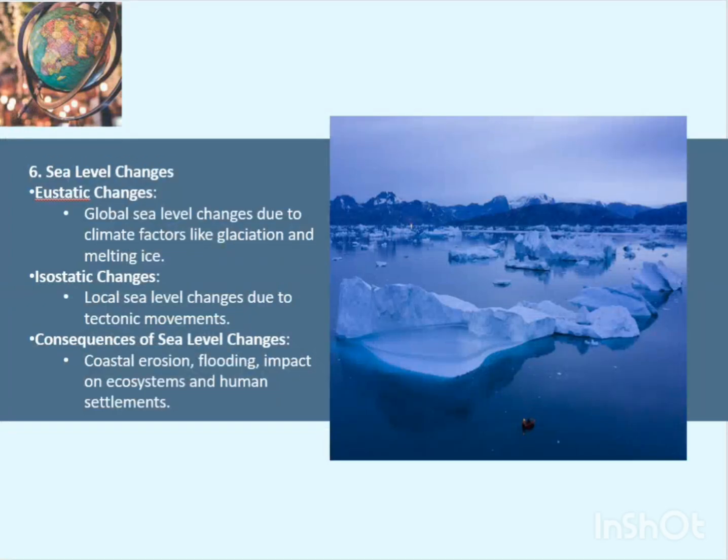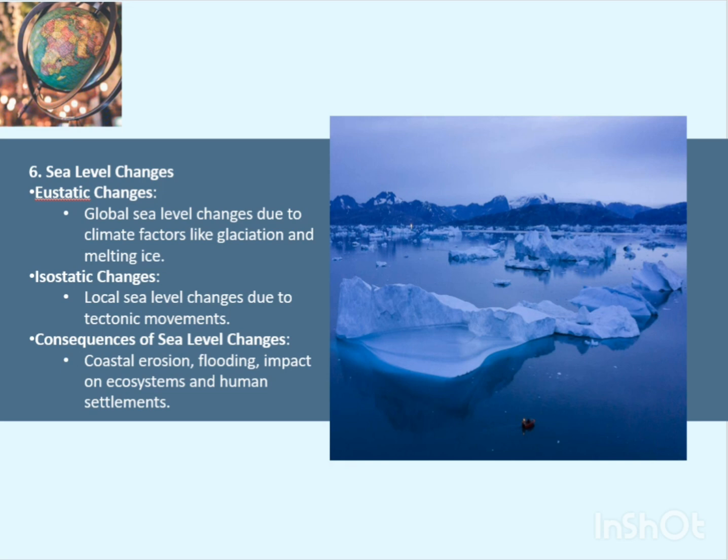Next up, we have sea level changes. There are two main types, eustatic changes and isostatic changes. Eustatic change is the global sea level change due to melting ice caps or thermal expansion, while isostatic change is the local change caused by tectonic movements. These changes have a significant impact on coastal ecosystems and human settlement, especially with the ongoing threat of climate change.